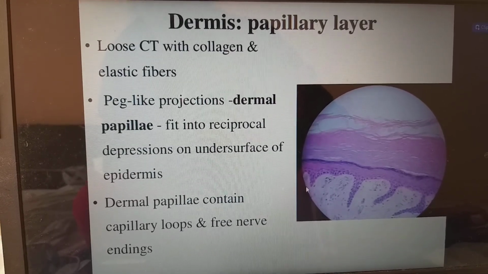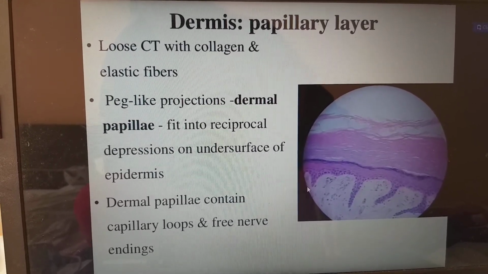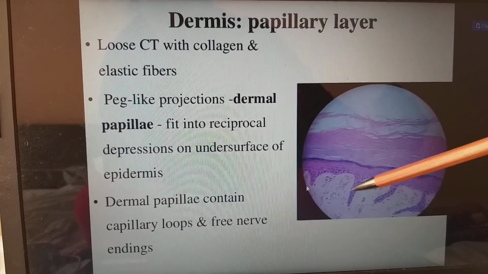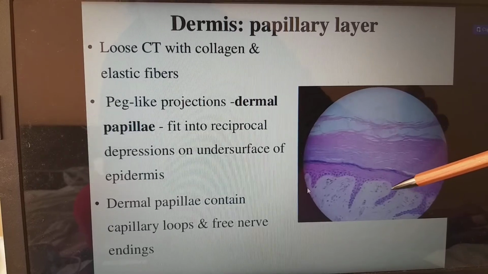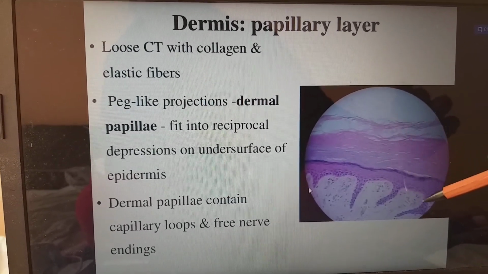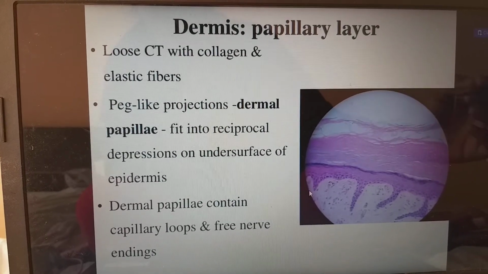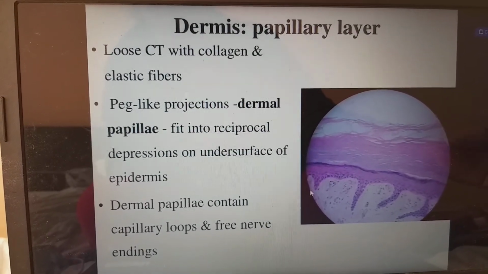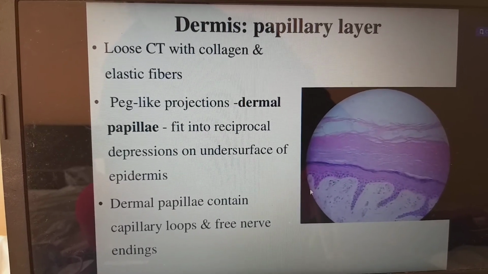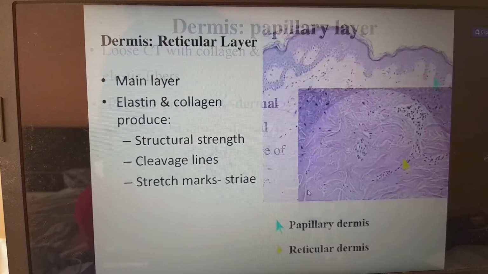The peg-like projections, the dermal papillae, fit into the reciprocal sockets. For example, this peg will fit into this socket and this socket will fit into this peg. Like that, it has finger-like projections with this layer. Because of that only it is named the papillary layer. Dermal papillae contain capillary loops and free nerve endings.